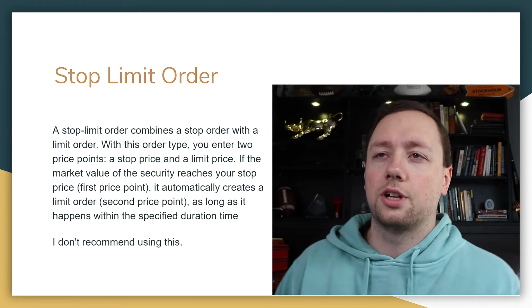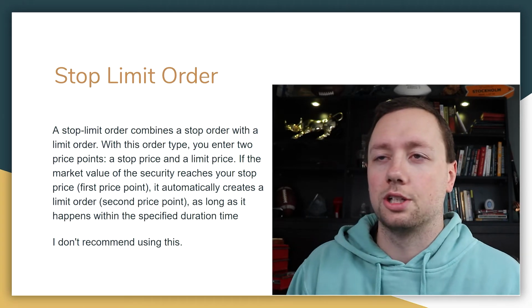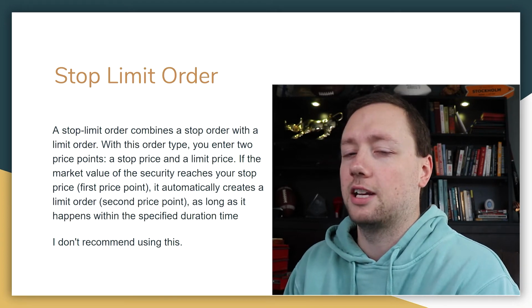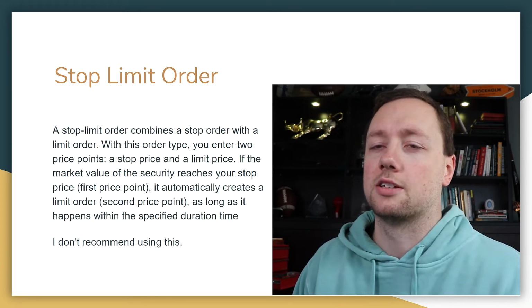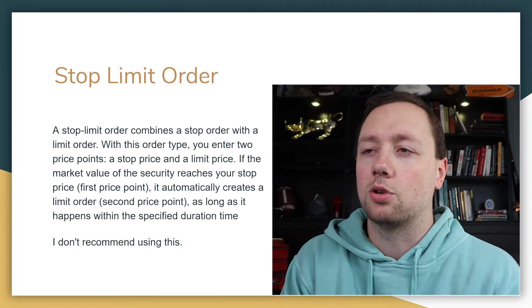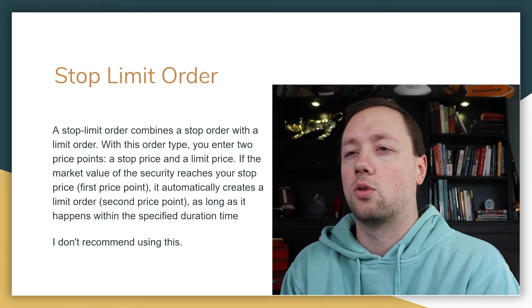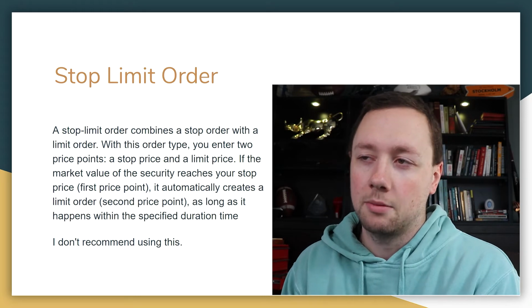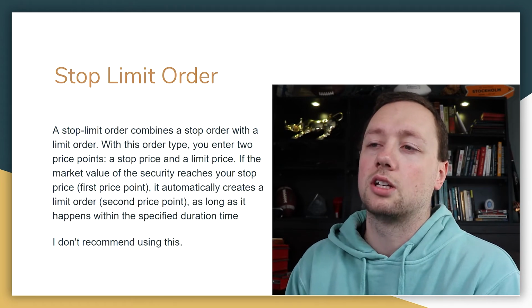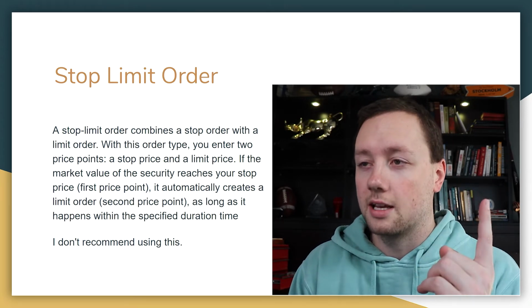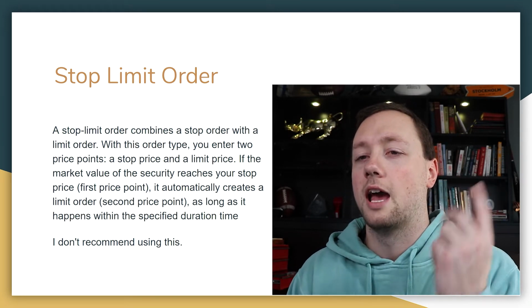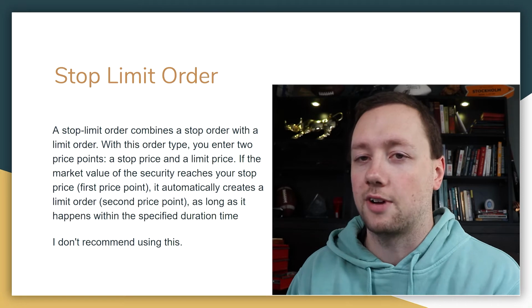Okay, now the next order here is a stop limit order. I personally don't recommend using this one. It's a little bit more complicated and it doesn't really fit into many trading strategies. I'm going to read this out for you here though. A stop limit order combines a stop order with a limit order. With this order type, you enter two price points, a stop price and a limit price. If the market value of the security reaches your first stop price, it automatically creates a limit order, which is your second price point, as long as it happens within the specified duration of time.